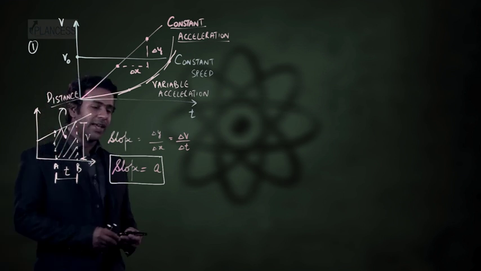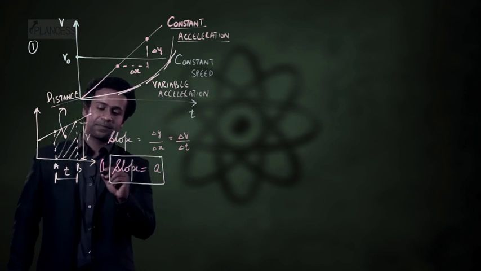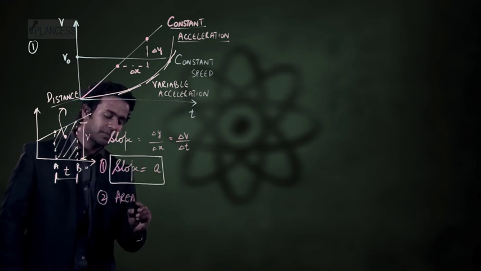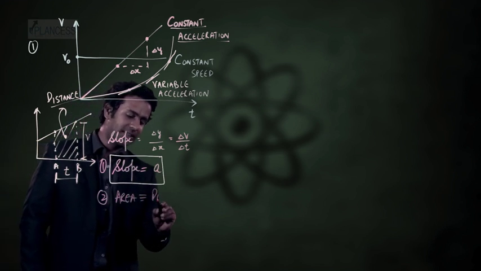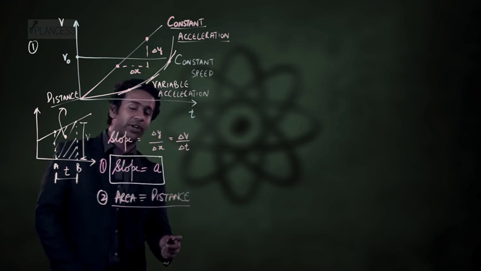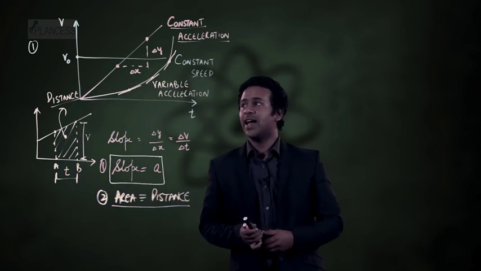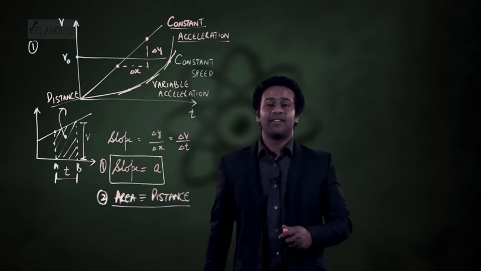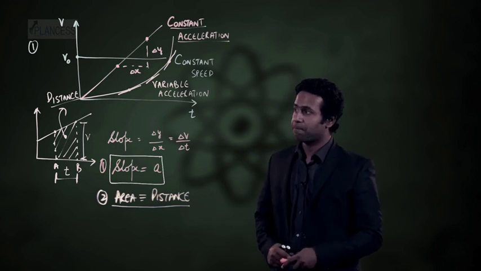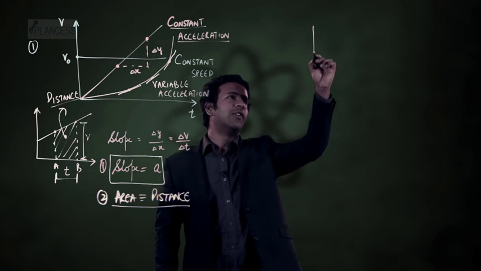So the area under a speed time graph will give you distance. So the slope gives you acceleration and the area gives you distance. These are the two important things that you should remember related to a speed time curve. Along with that, you can infer from the lines whether the acceleration is zero, constant, or increasing or decreasing. Right. So after understanding this, let's move to a velocity time graph.